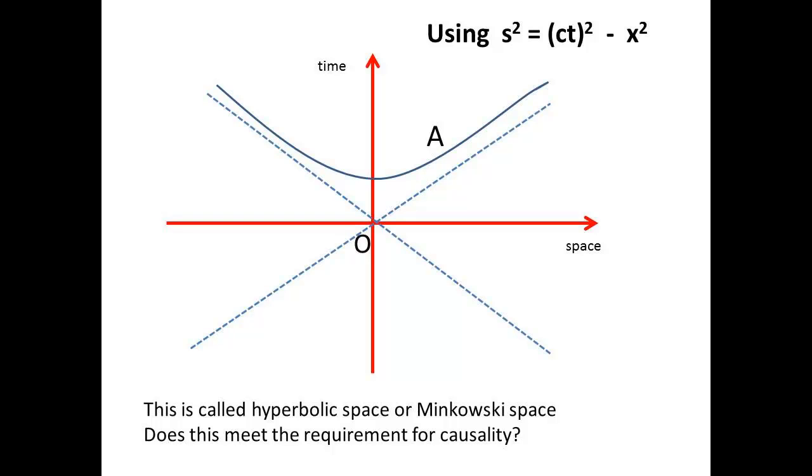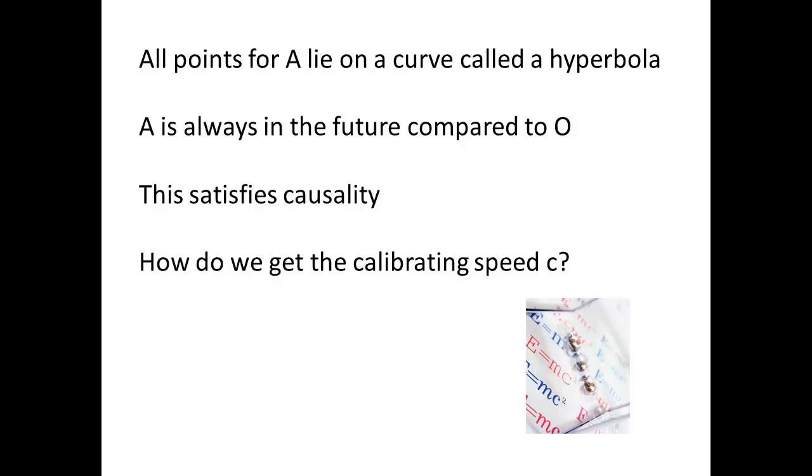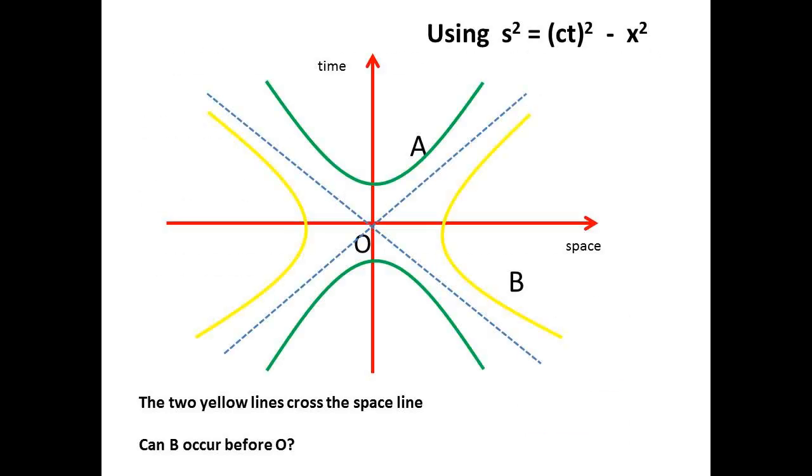This time we get a curve that represents Minkowski space. Does this now meet the requirements for causality? All the points for A lie on a curve called the hyperbola, and all points for A are in the future compared to O. This satisfies causality. So we now need to find the calibrating speed.